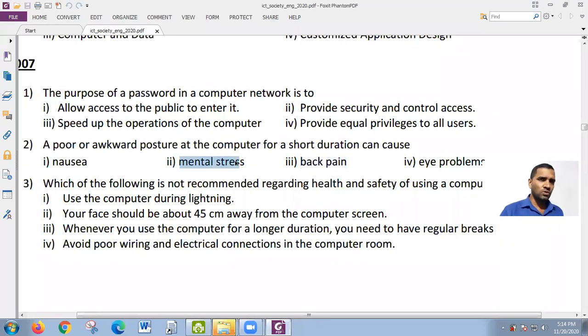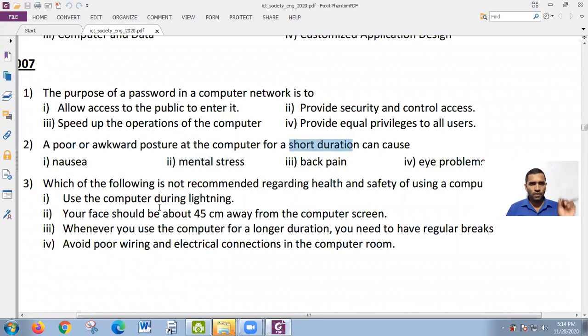Mental stress is not the right one, because mental stress is always there for a computer user who uses it for a longer period. If you are using a computer for a longer period without sleeping, without taking meals, then you can feel mental stress. But for this question, the phrase short duration is very important. In a short duration, mental stress cannot be there.